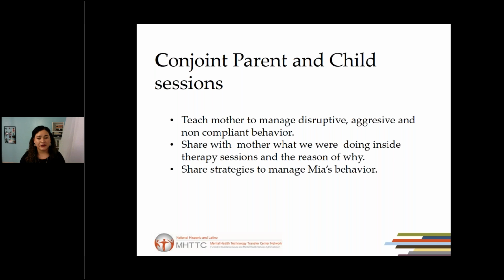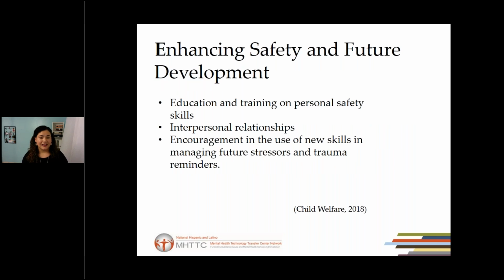So we can go to the next slide, sorry. As I mentioned, in the sessions the parent and child always go through all the components of the TF-CBT, right? And we can go to the next one, enhancing safety and future development.